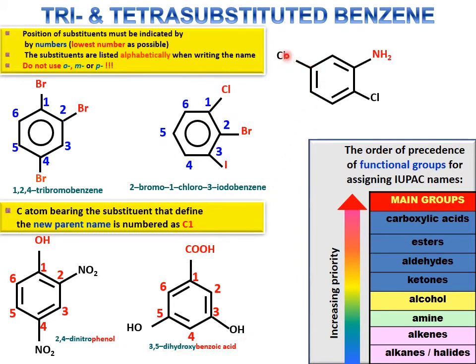Here we have 2 chlorine atom and NH2. So we know that if NH2 directly bond with benzene, we have common name which is aniline. So that one should be your parent name. So we need to put number 1 at carbon that bond with NH2. Pusing yang paling dekat dengan substituent. Okay, so you dapat 2,5-dichloroaniline. Boleh.